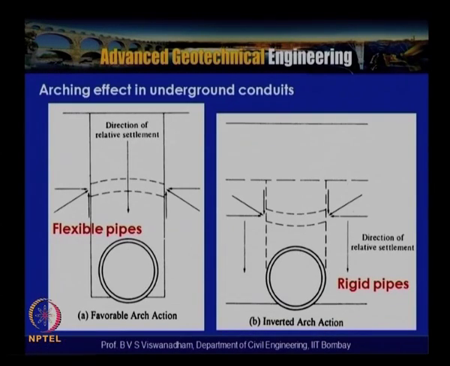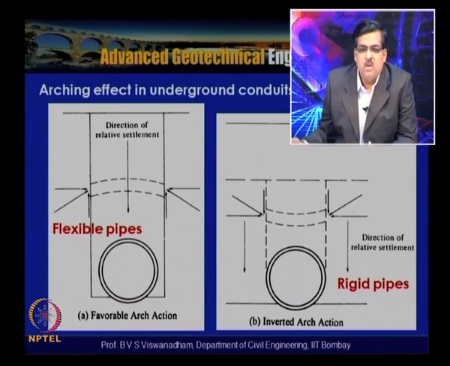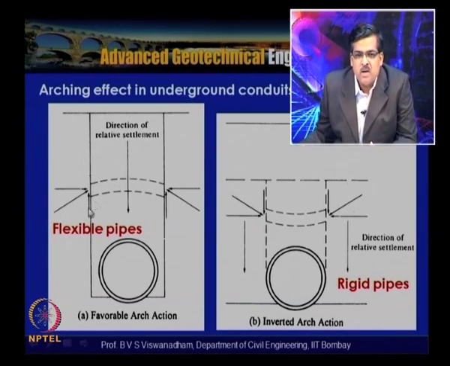So, this is once again shown in a pictorial way, the arching effect in underground conduits, particularly for flexible pipes. This is the direction of relative movement, and here in this case this is the direction of relative movement. So, for rigid pipes inverted arching action takes place. In case of flexible pipes, the favorable arching action takes place like this. So, the direction of movement is like this, and on this side there is a resistance. So, we can see this arch which is formed, which is favorable for flexible pipes.